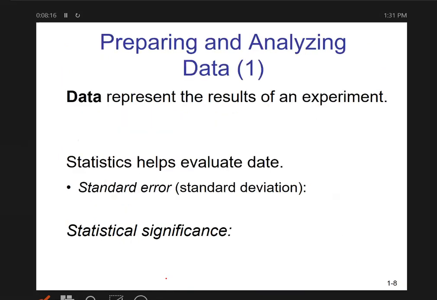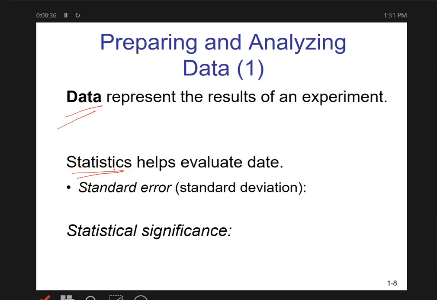All right. So after you run this experiment, you are going to get data, right? And this data can be in the form of tables, it can be in the form of graphs. So basically, this is how you are going to collect your data, and then you are going to analyze your data.